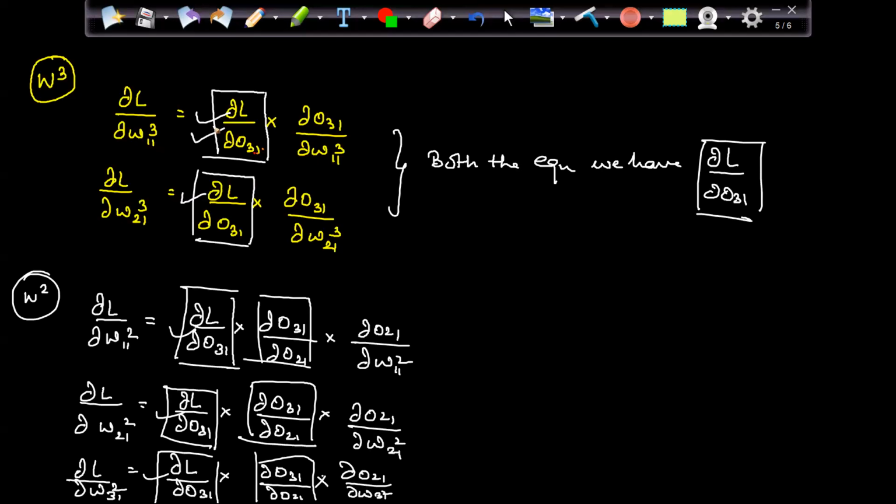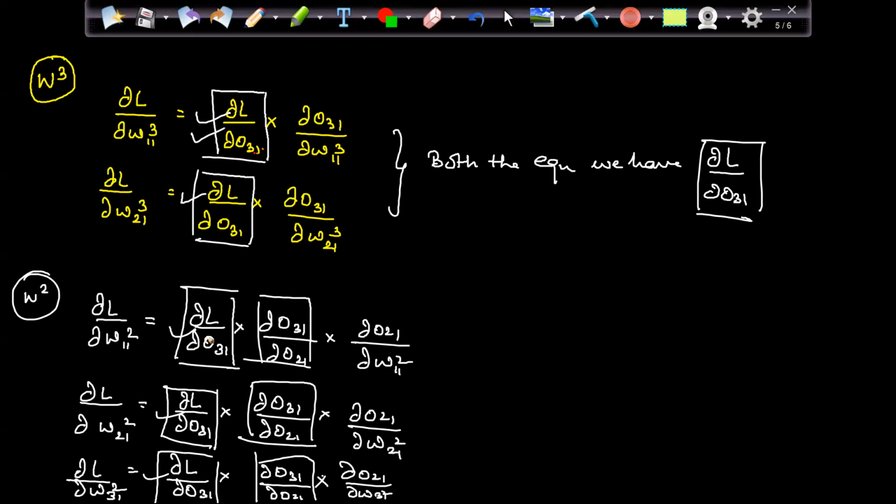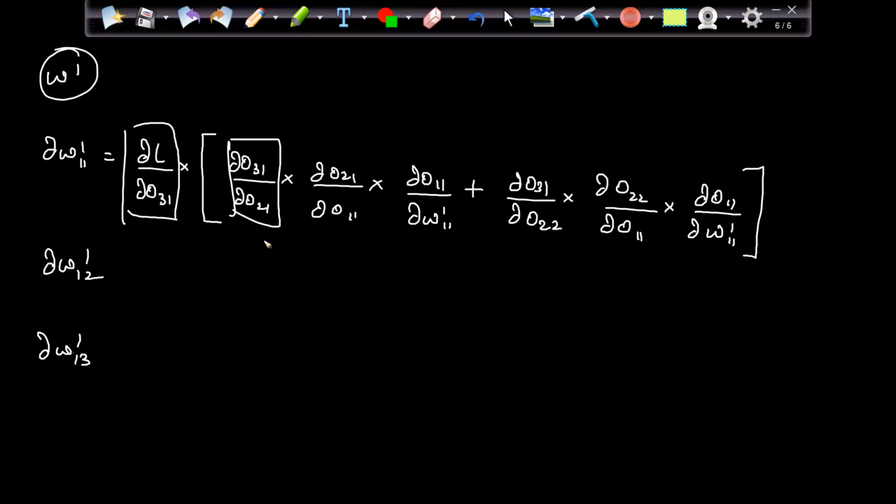But you can see here this value is again the same as this value, ∂L by ∂O31. Same with this value we already calculated here, ∂O31 by ∂O21. That is what we are using, right? So you can see a lot of derivatives we are using again and again. So why not save it?